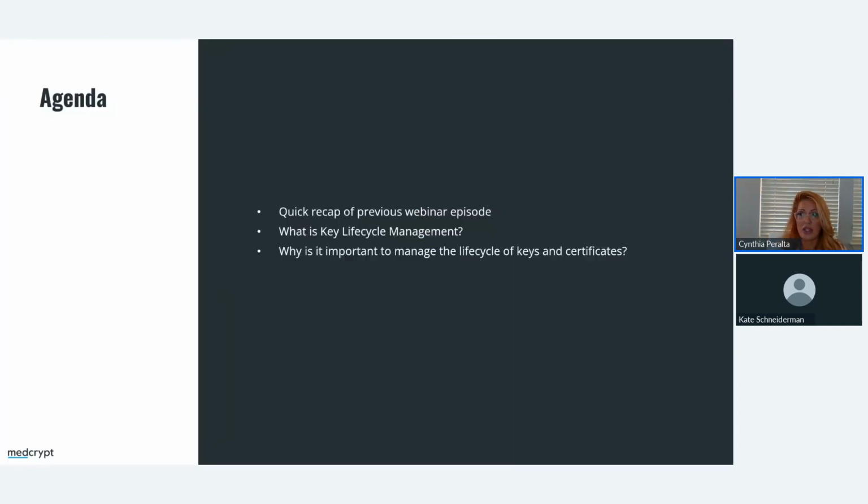All right, here are some agenda items. We're going to talk about a few things in addition to these items, but we're going to do a quick recap of some of the previous webinar topics from episode 1. For those of you who were able to attend, you're probably already familiar with a lot of these topics. However, I wanted to do a quick recap. We're going to talk about what key lifecycle management is, and we're going to get into the details of how to manage those keys and the associated certificates appropriately.